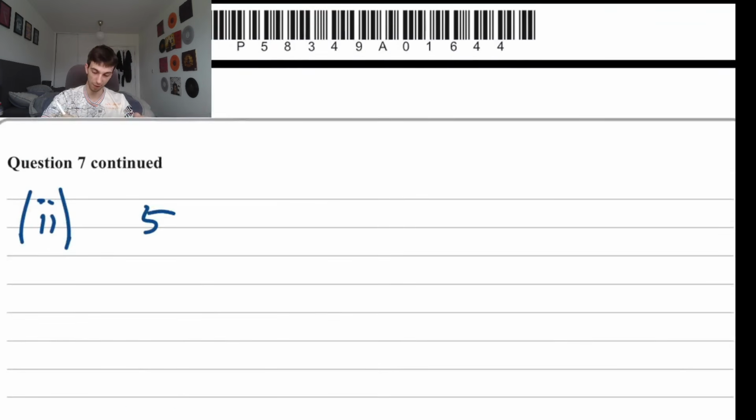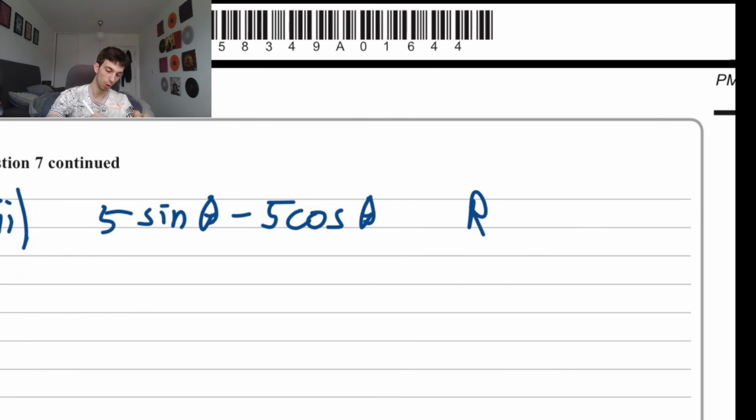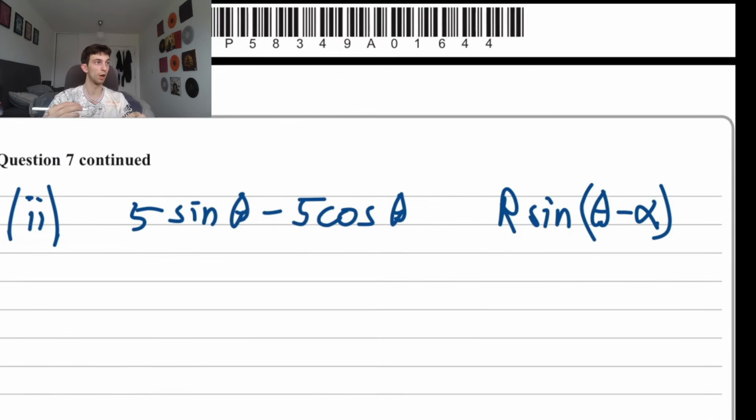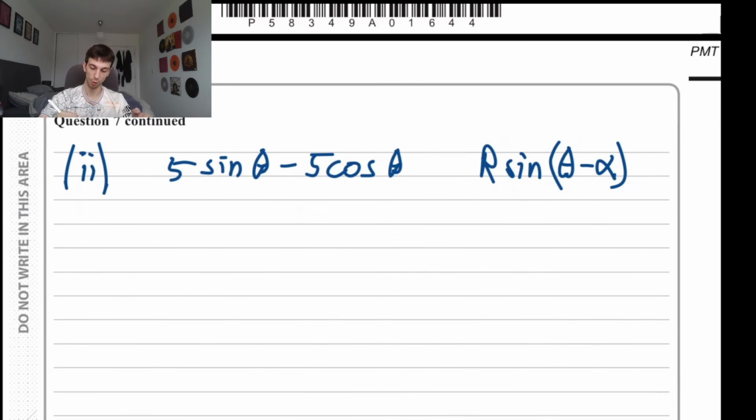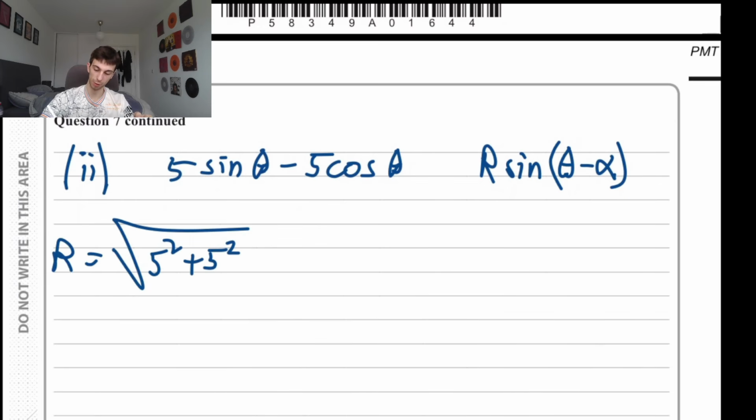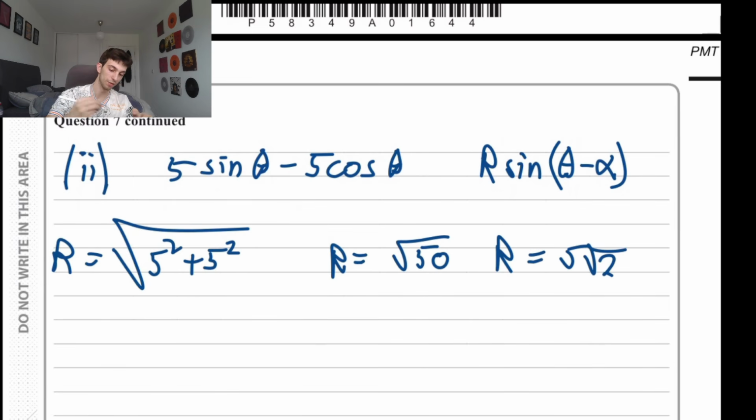So what do we have? We have 5 sine theta, take away 5 cos theta, okay, and we're going to write it in the form of r sine theta minus alpha. Great. So we know to find r with these trig modeling techniques, all we have to do is find the square root of 5 squared plus 5 squared, so this will be equal to r. So we have that r equals the square root of 25 plus 25 equals root 50. Root 50 can be rewritten as 5 root 2. So we know r equals 5 root 2.